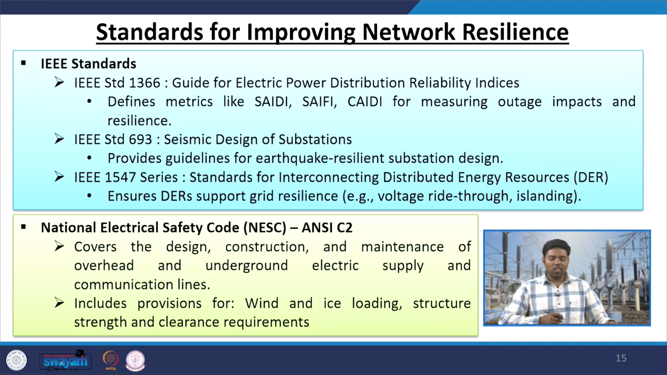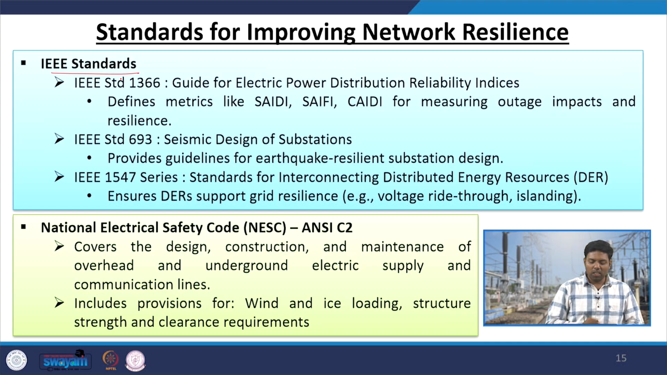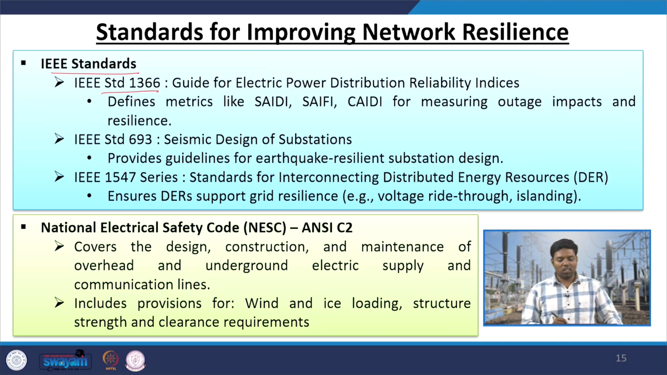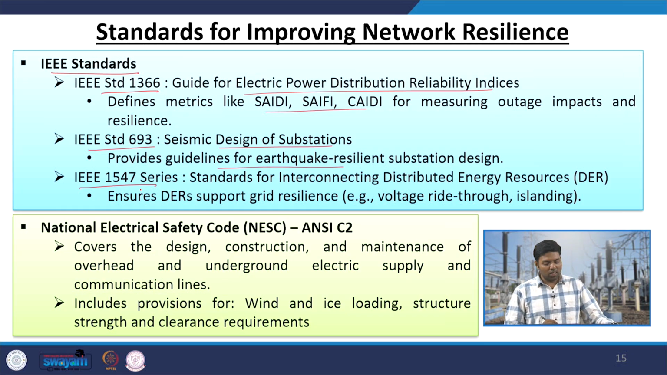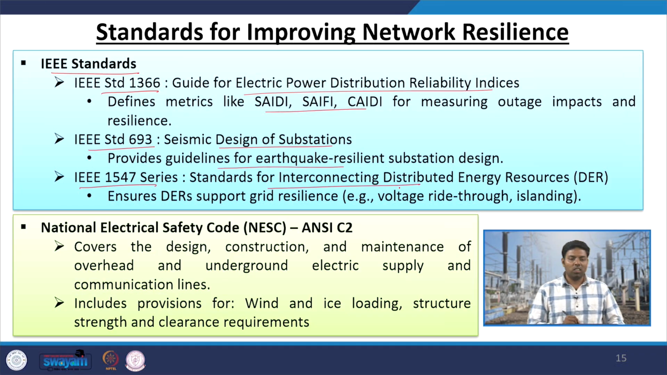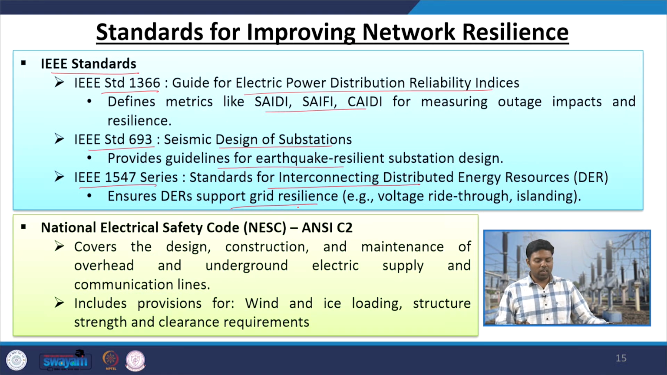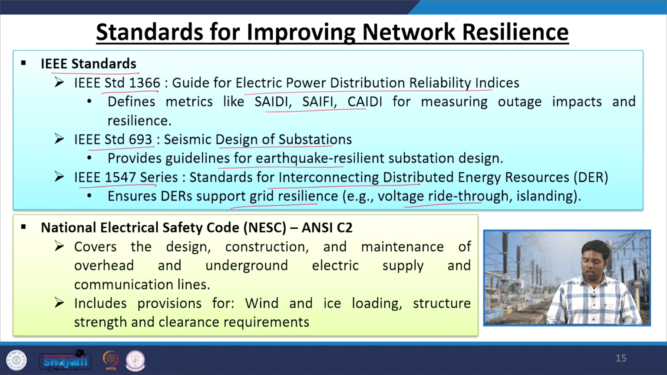So, the few standards that we normally follow for improving network resilience: first, you have IEEE standards like IEEE 1366, which is mainly used for enhancing the reliability indices. You have IEEE 693, which is for designing substations against earthquakes for resiliency. Then you have the IEEE 1547 series that tells you the interconnection of the DERs to support grid resilience with the help of fault ride through analysis or voltage ride through analysis or giving islanding options.